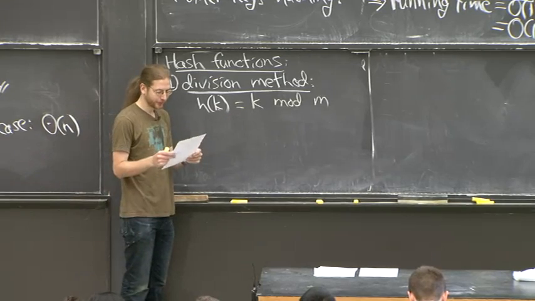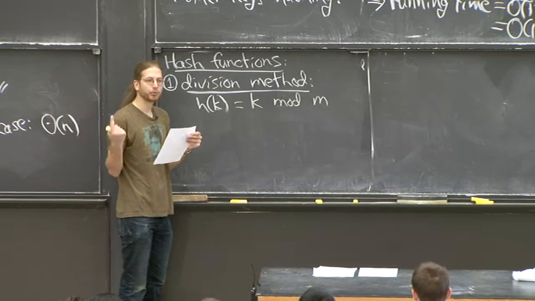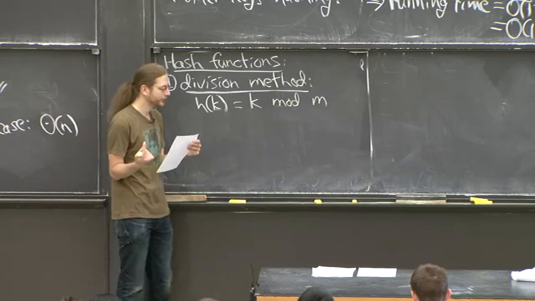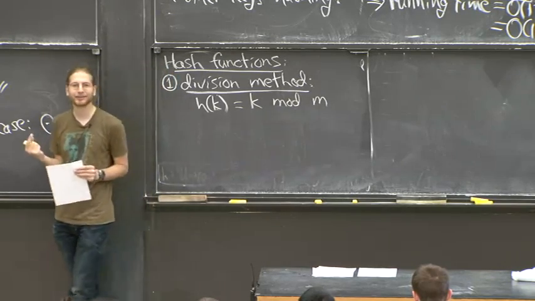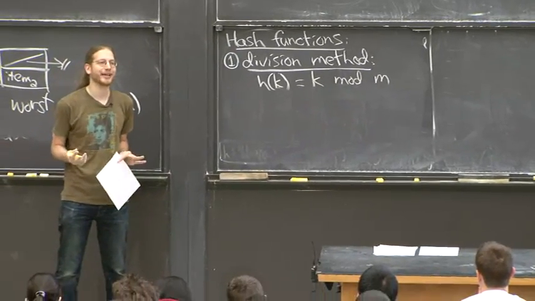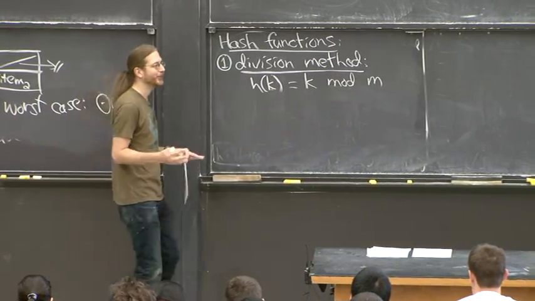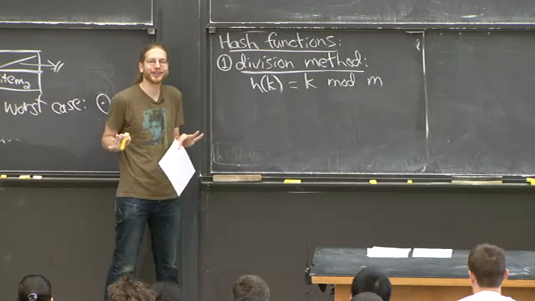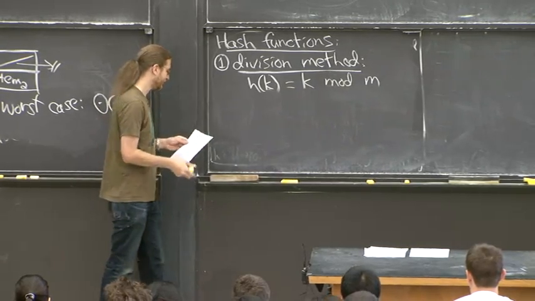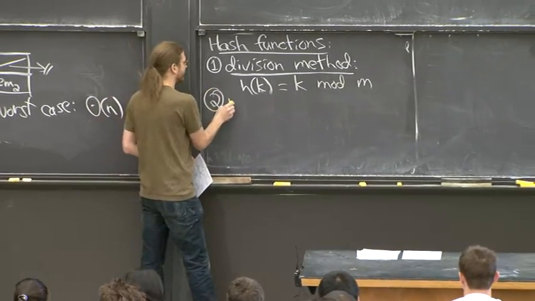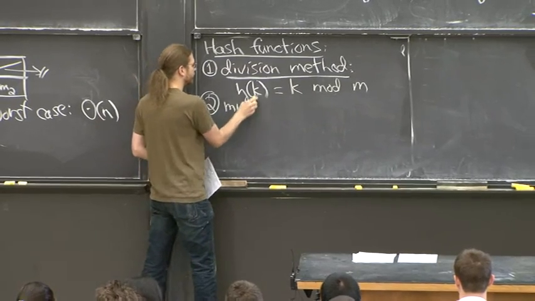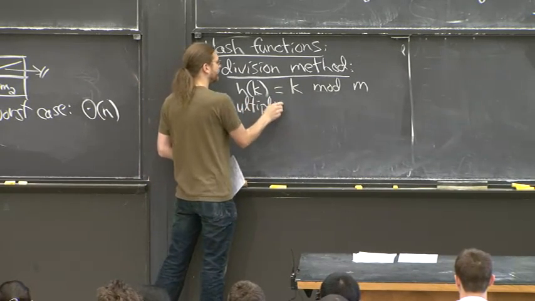In practice, it's pretty good if m is prime. You always choose a prime table size, so you don't have those common factors. And it's not very close to a power of 2 or a power of 10, because real-world powers of 2s and 10s are common. But it's very hackish. It works a lot of the time, but not always. A cooler method, I think it's cooler. Still, you can't prove much about it.